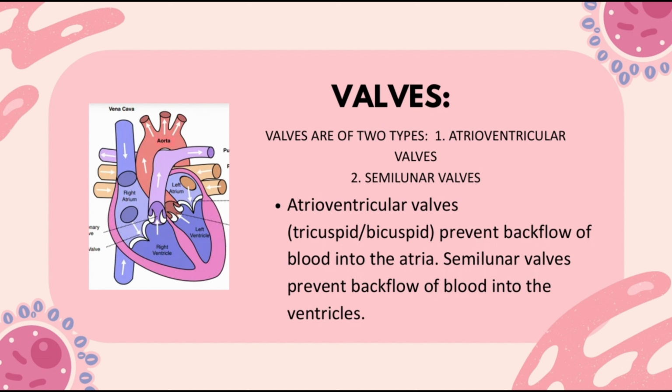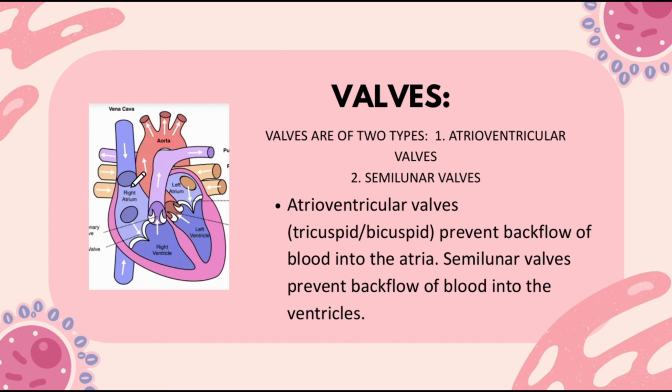Let's move on to the next part. Valves. So what is a valve? Valves are of 2 types: atrioventricular valves and semilunar valves. In the previous part, we have seen that there are valves, this whitish part. The valve has mainly one function: it restricts the backflow of the blood.